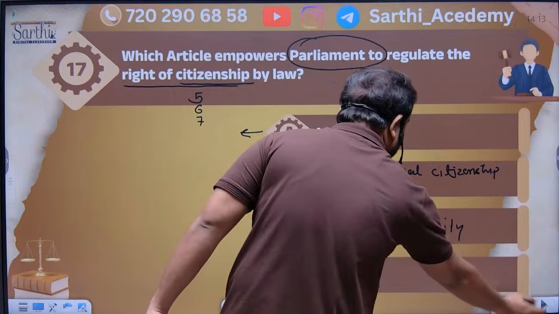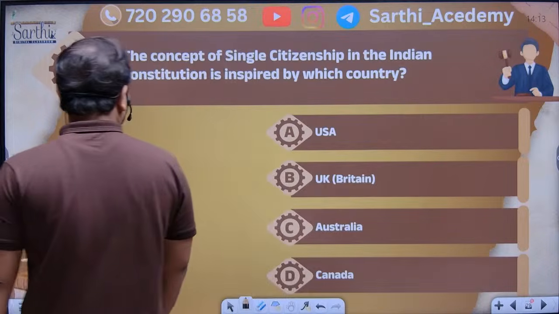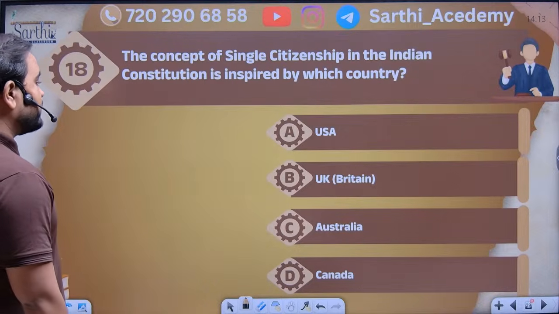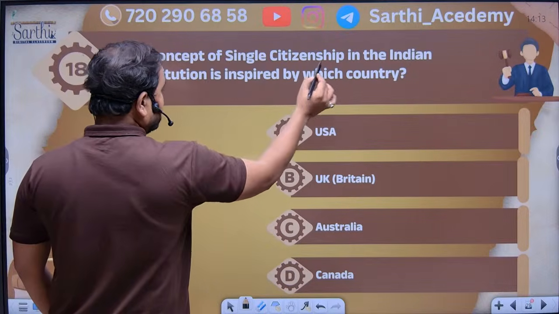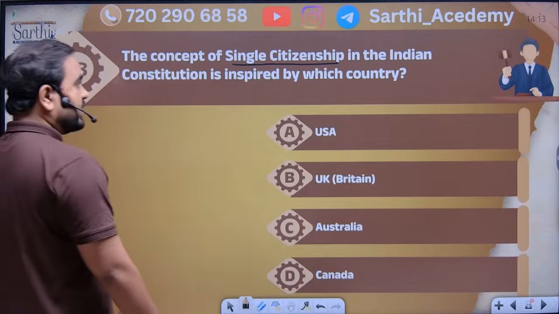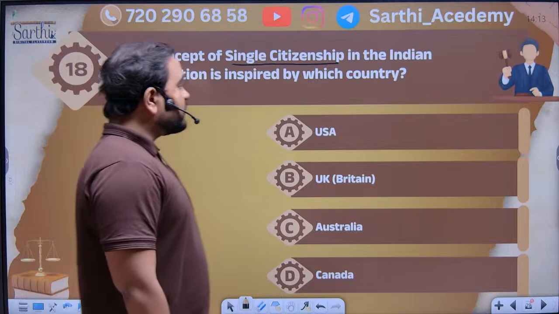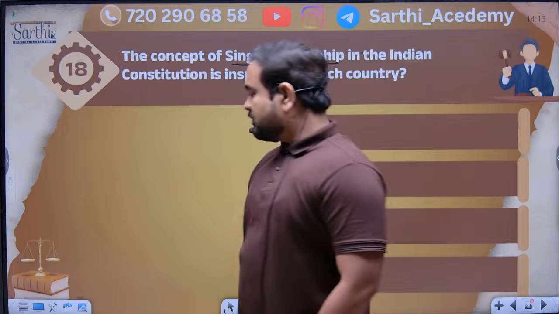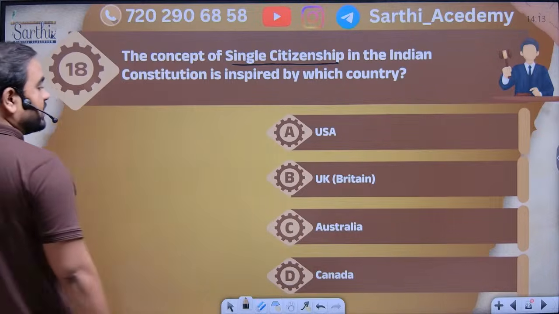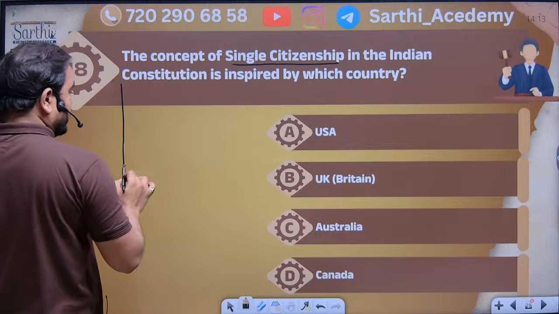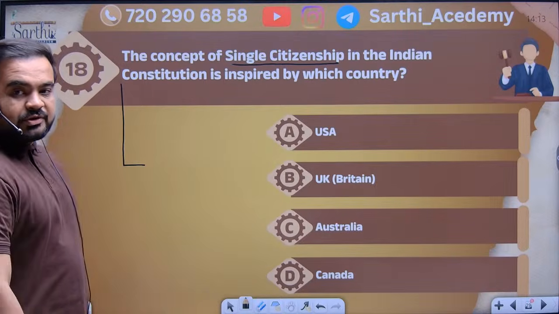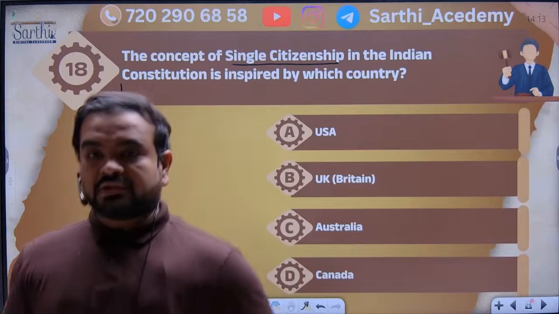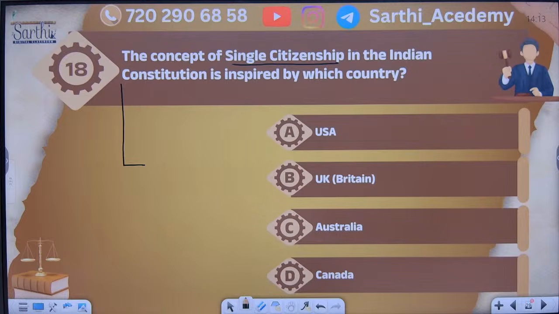Oh my God. Okay, article number 18. The concept of single citizenship in the Indian constitution is inspired by which country? This is just a factual question. You should know which country the concept of single citizenship was taken from. Article 11? Yes, very good. Article 11 is the right answer.